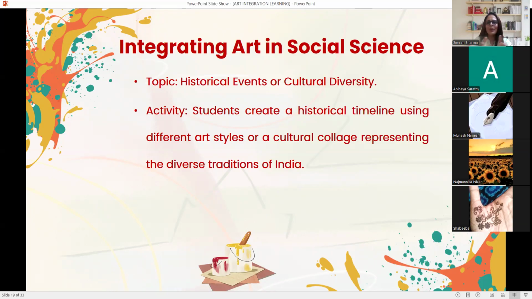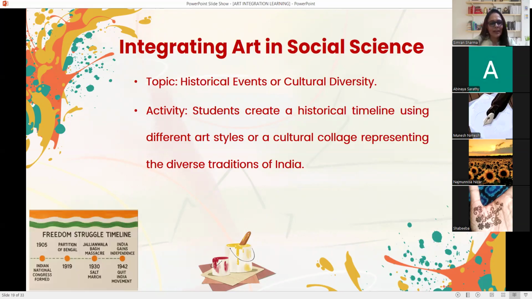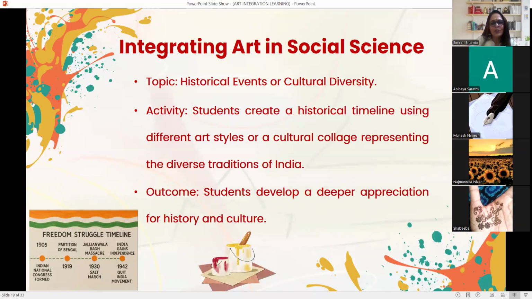So suppose they have to depict or present a historical event, they will create a timeline. For example, a freedom struggle timeline. So when did it start, what happened during it, the number of years, and how it ended. That is one way of learning about historical events. Students develop a deeper appreciation of history and culture because they don't have to memorize. Once they create it, they remember it.